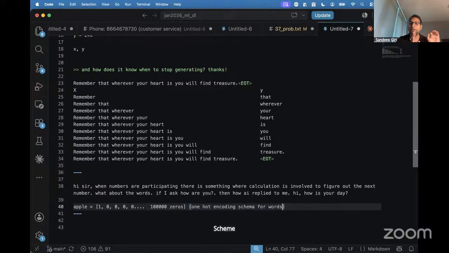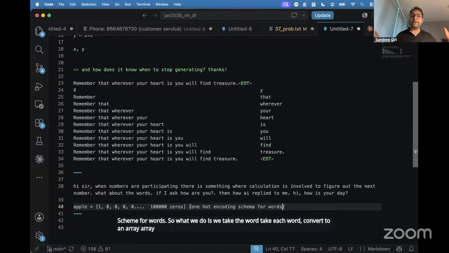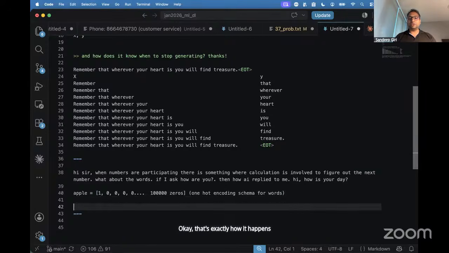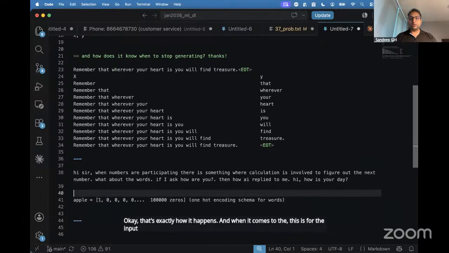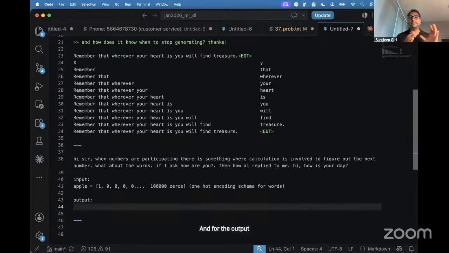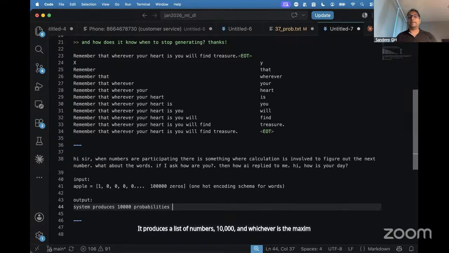So what we do is take each word, convert it to an array of numbers, and then do the maths on these numbers. That's exactly how it happens. This is for the input. And for the output, the system produces 10,000 probabilities. It produces a list of 10,000 numbers, and whichever is the maximum, we pick that word.